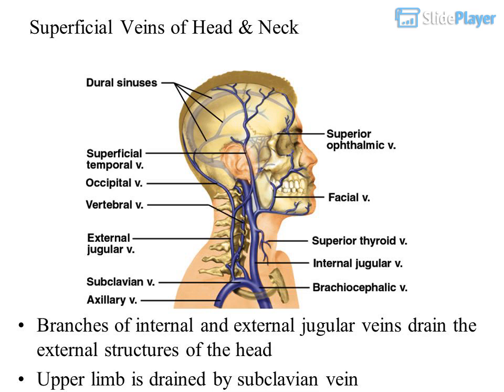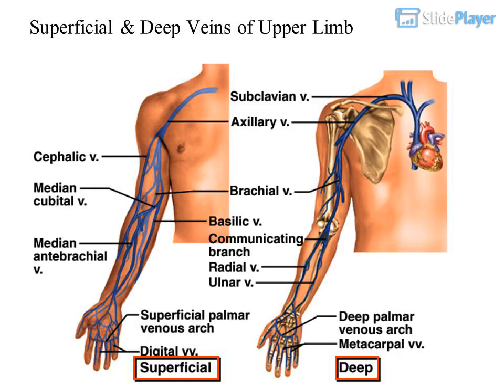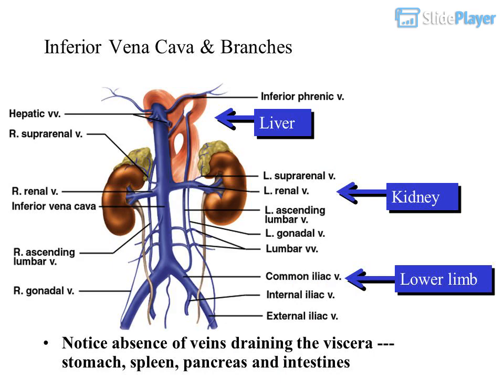Upper limb is drained by subclavian vein. Superficial and deep veins of upper limb. Inferior vena cava and branches. Liver, kidney, lower limb. Notice absence of veins draining the viscera, stomach, spleen, pancreas and intestines.